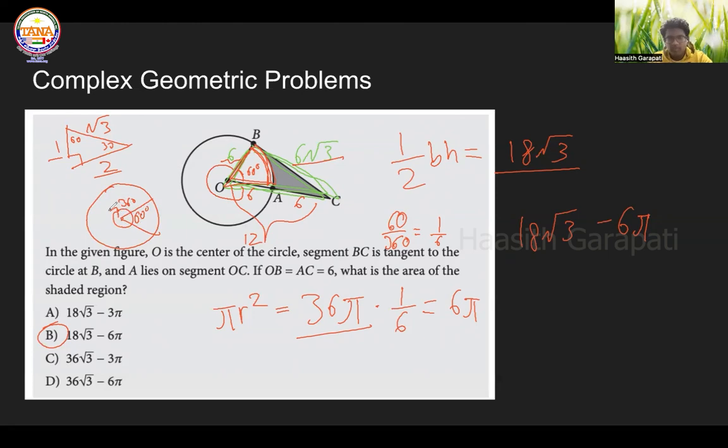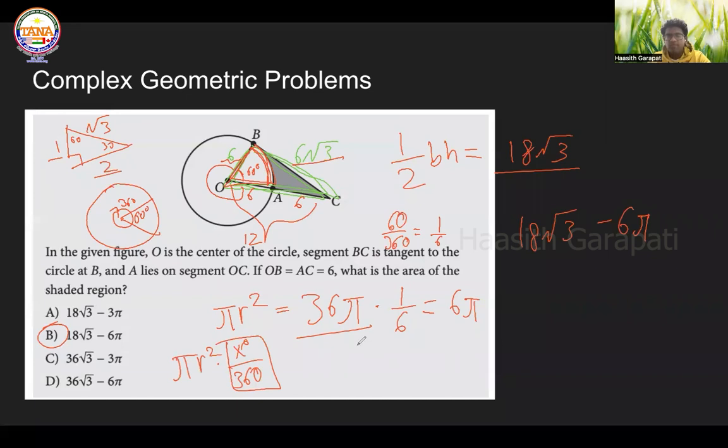You can just do the area of the whole circle multiplied by 1/6, and you'll get the area of that segment. If you want something more concrete, you can say area of the circle times x degrees over 360. And this represents the size of the segment.